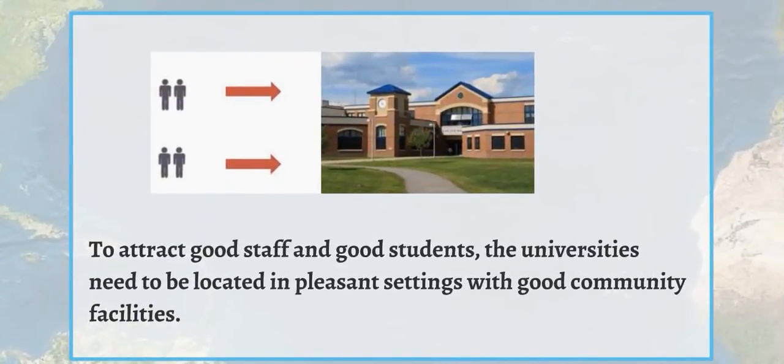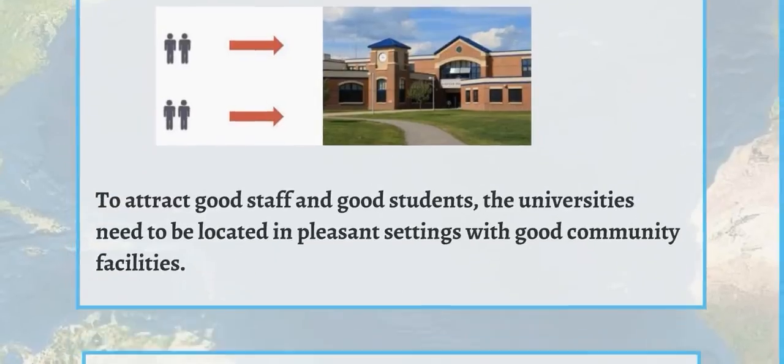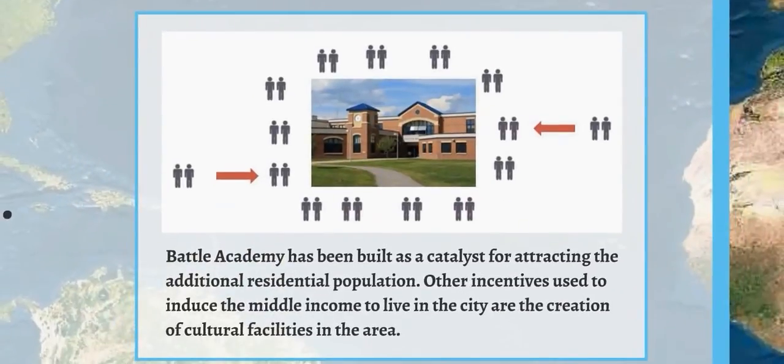To attract good staff and good students, schools need to be located in pleasant settings with good community facilities. Battle Academic has been built as a catalyst for attracting additional residential populations. Other incentives used to induce the middle-income to live in the city are the creation of cultural facilities in the area.